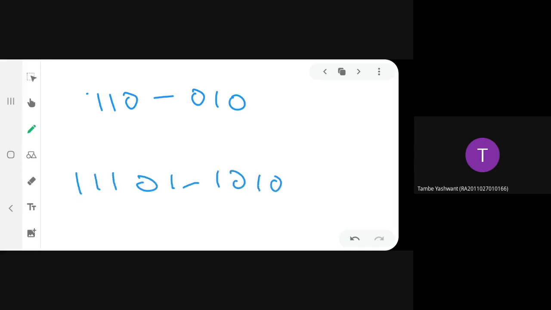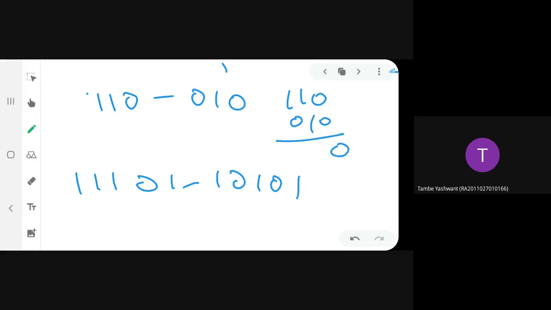So I am giving the problem 110 minus 010. Tell me the answer. Okay, ma'am. 11101 minus 10101. Others should also tell me the answer. Not only 2 people in the class. Yes, ma'am. 100 is the answer for the first one. This is the easy method.